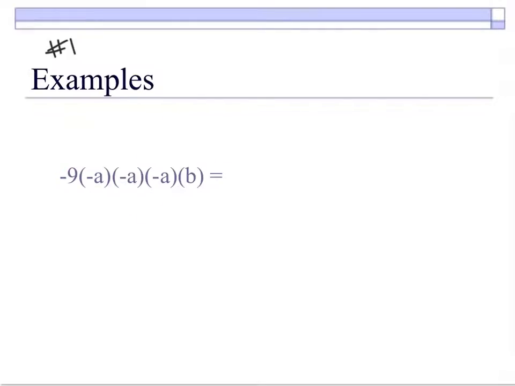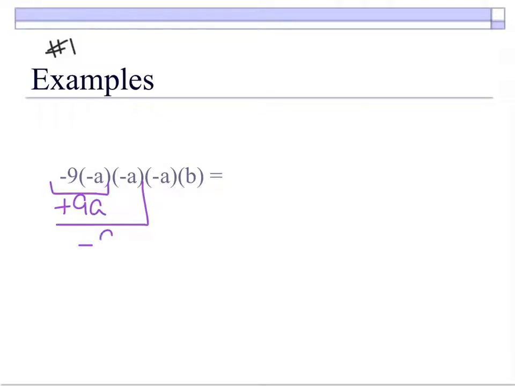Here's the second problem. Again, I'm going to work this in order from left to right because it's all multiplication. In order of operations, multiplication and division works left to right. So negative times negative is positive. 9 times a is 9a. I'm going to work these two: 9a times a negative a. Positive times negative is negative.